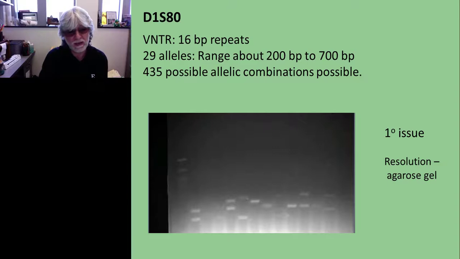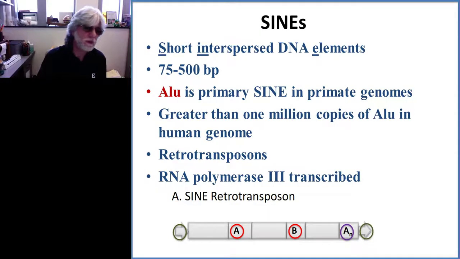The primary drawback is that you have to run it on acrylamide gel, and agarose gels, which students are more comfortable with, never give you the resolution to really determine the alleles. Okay, PV92 is an example of a SINE, which are short interspersed DNA elements. They're small, 75 to 500 base pairs. Okay. The ALU element is the primary SINE in primate genomes, with over 1 million copies of them.